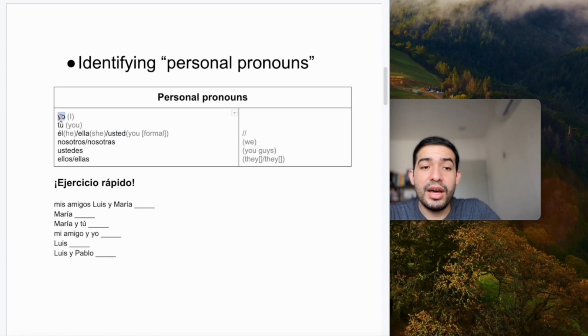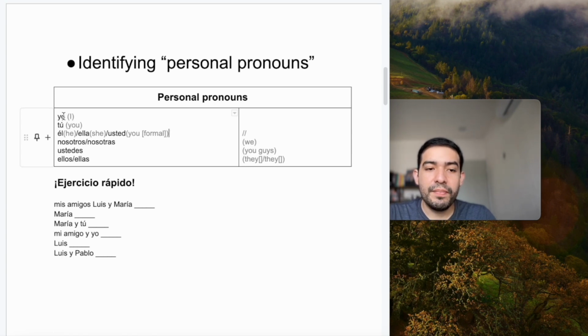So far we have yo, tú, él, ella, and usted. You might think, well, in English we do the same. I, you, he, she, it. Where is it? In Spanish, we don't have a pronoun for it. Oftentimes we will not write anything, right? When we get into the conjugations, we will talk about it a little bit more.